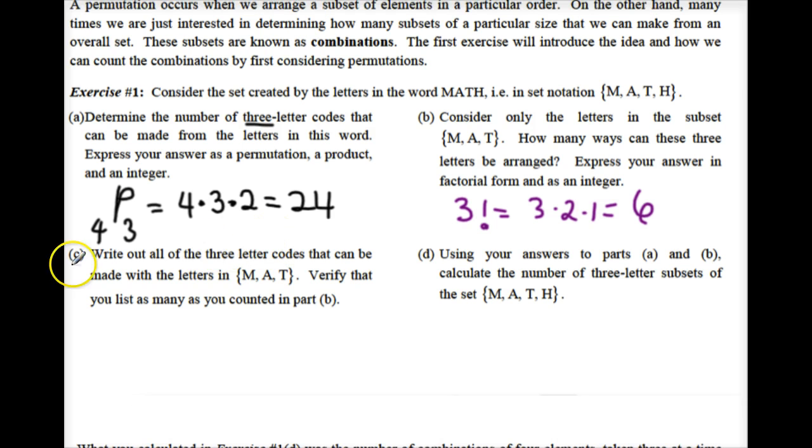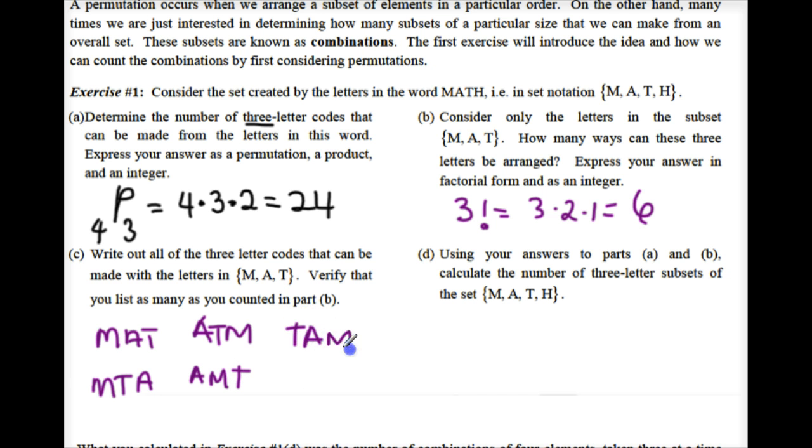Write out all the codes for M-A-T and verify that we should have 6 choices. So we should have M-A-T, my first choice, M-T-A, A-T-M, A-M-T, T-A-M, and T-M-A. I started with the M's, then I did the A's, then I did the T's.